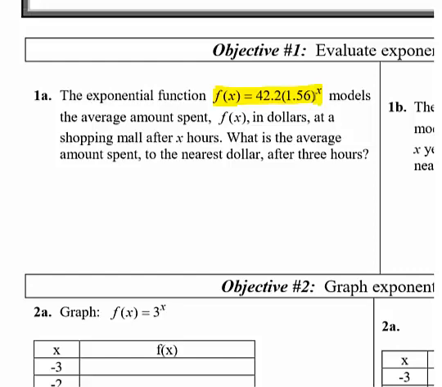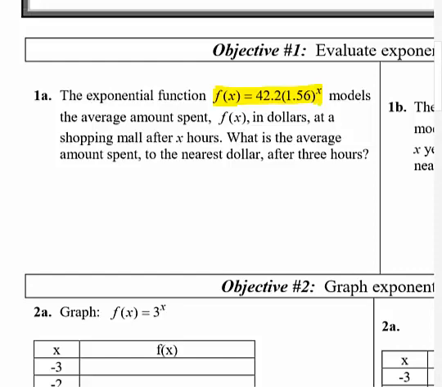But they say that that models the average amount spent, f of x, in dollars at a shopping mall after x hours. That's kind of interesting. So it looks like it's an exponential function. And it kind of makes sense: the more time you spend at a mall, the more money you're going to spend. I guess probably the more stores you go to, the more tempted you're going to be. Okay, so they want to know what is the average amount spent to the nearest dollar after 3 hours.